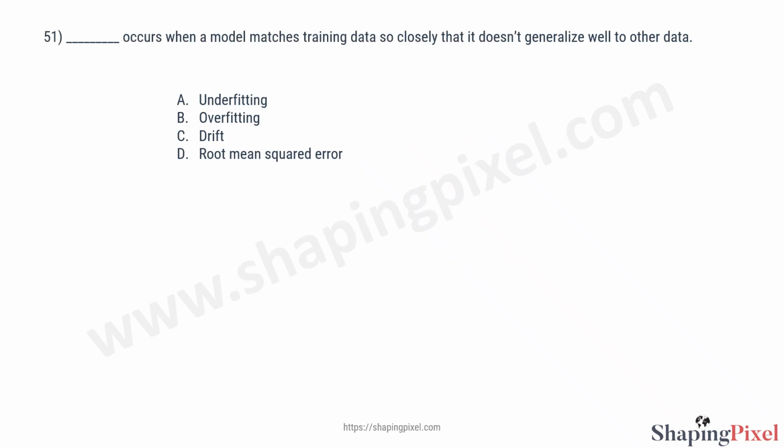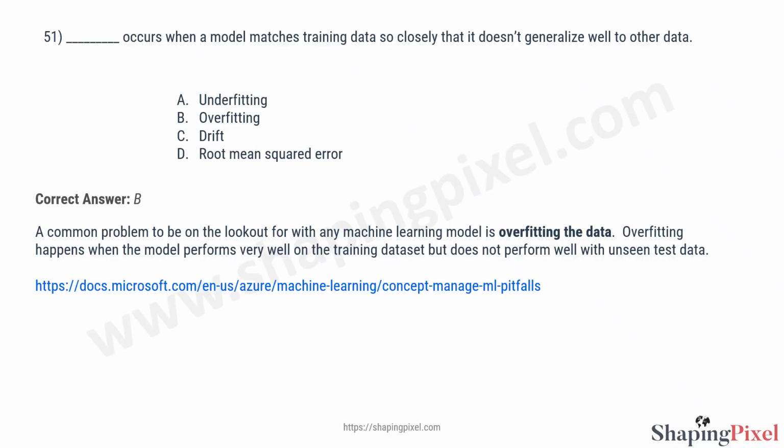Question number 51. Dash occurs when a model matches training data so closely that it doesn't generalize well to other data. We have four options: underfitting, overfitting, drift, root mean squared error. So the right answer here is option B, overfitting. A common problem to be on the lookout for with any machine learning model is overfitting the data. Overfitting happens when the model performs very well on the training dataset but does not perform well with unseen test data.